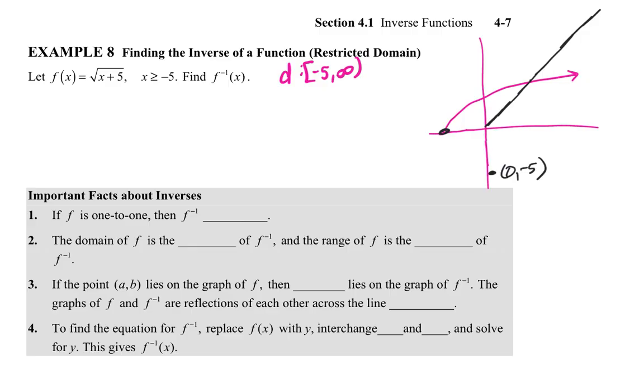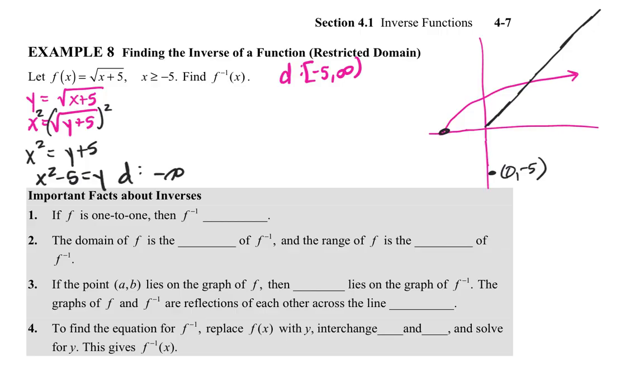So we're going to say y equals the square root of x plus 5, and we're going to switch the x and the y. I'm going to square both sides, because that's the opposite of square root. So now I've got x squared equals y plus 5, and subtract the 5. So now what I know is the domain for this one is all real numbers.